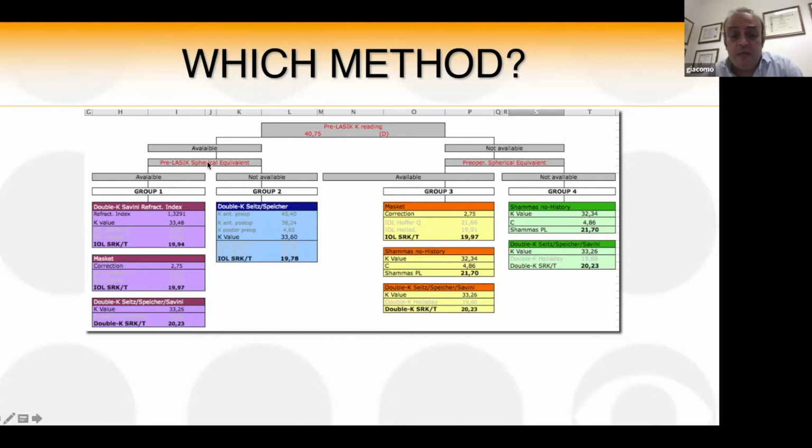Or maybe you have it, but you are not sure about the power that was corrected by the laser, and so you go here. Or you don't know the pre-LASIK K, and you go to the right. If you know the refractive change, you stay here, or you go to the right. Then in a later version, I also added some no-history methods available for the Pentacam.